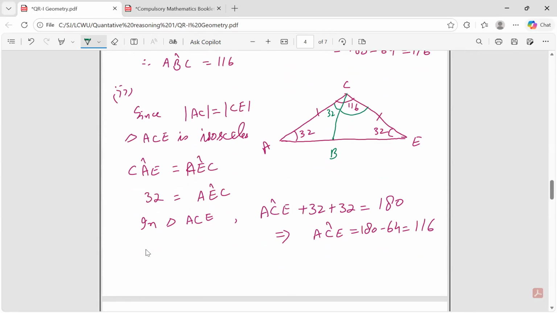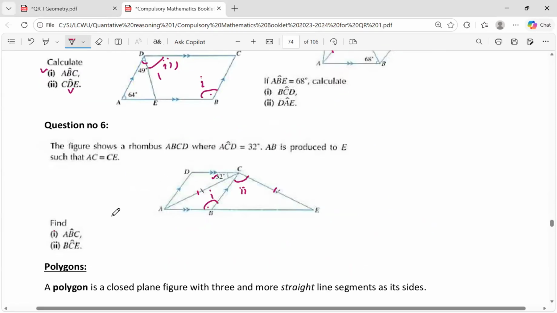hence angle BCE is equal to 116 minus 32 degrees. That is, this angle is 116 minus 32. If you subtract 32 from here, this will be 84 degrees. So your required second angle is 84 degrees. And that's all from exercise 4 of geometry.